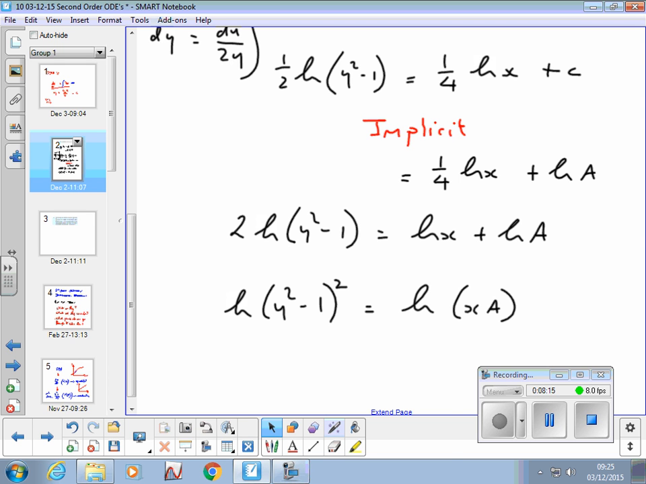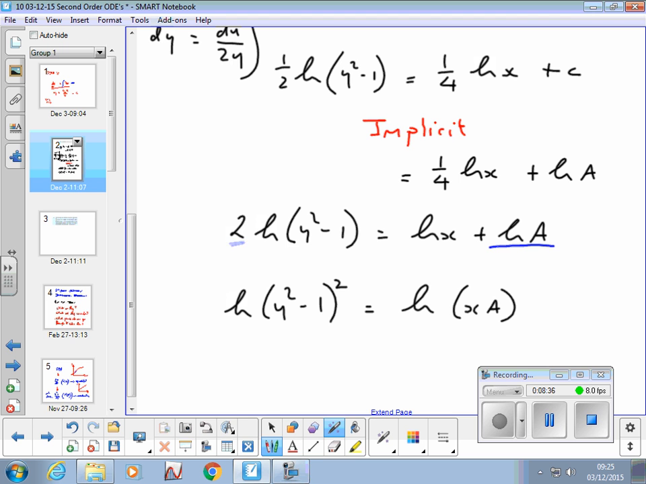So what I've done here is I've used laws of logarithms to get the left-hand side just as the log of something and the right-hand side as the log of something. So the whole point of doing what I did was to get rid of this 2 here and this extra term, this plus log a, by using the laws. You see what I've done there?